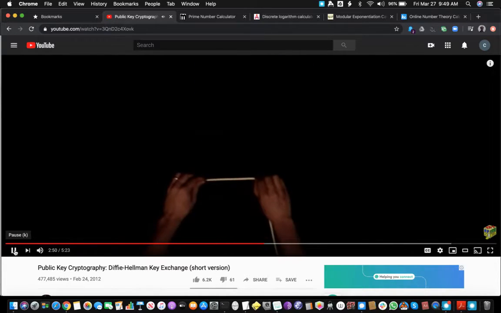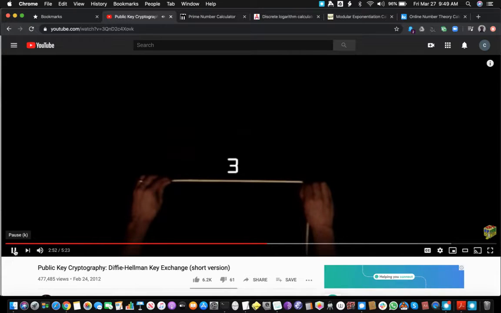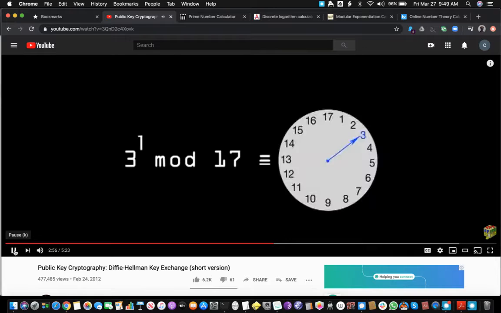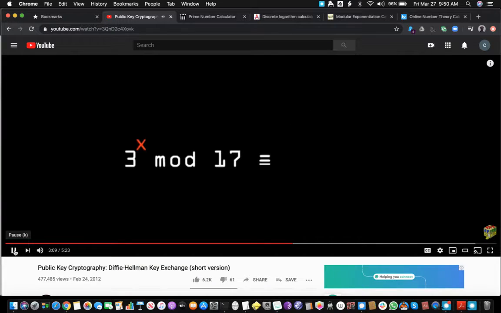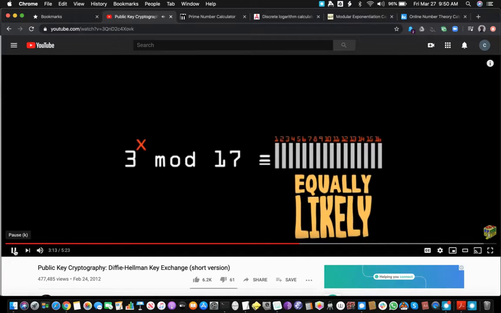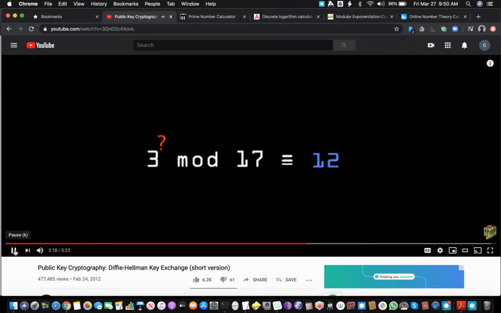Now, to make this work, we need a prime modulus, such as 17 instead of 12. Then we find the primitive root of 17, which is a number that has no factors in common, in this case 3. And it has this important property that when raised to different exponents, the solution distributes uniformly around the clock. 3 is known as the generator. So if we raise 3 to any exponent x, the solution is equally likely to be any integer between 0 and 17.